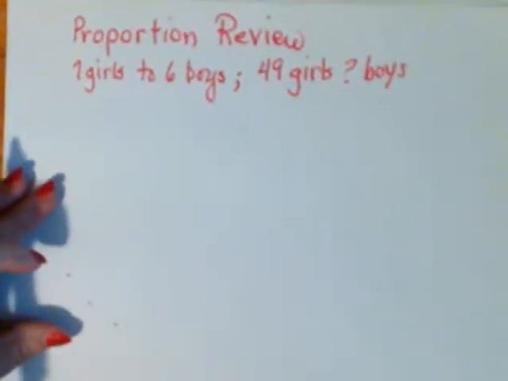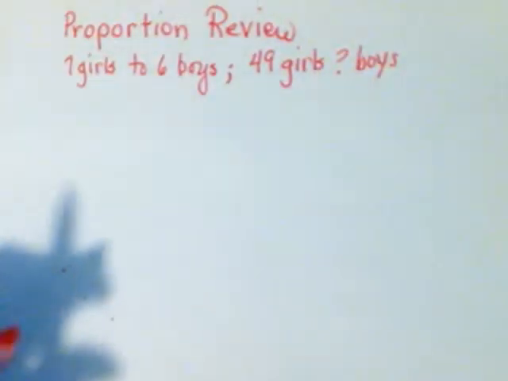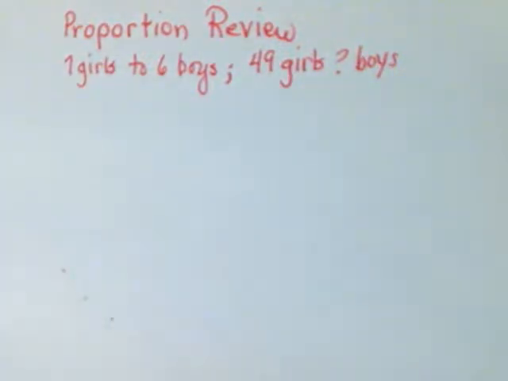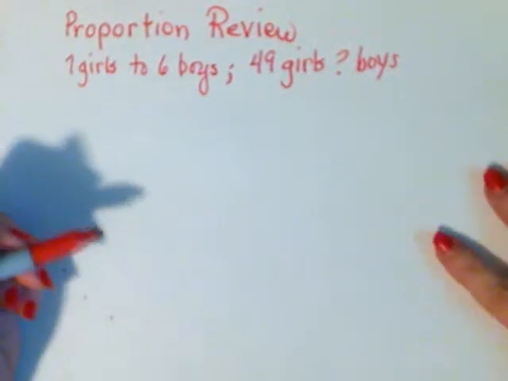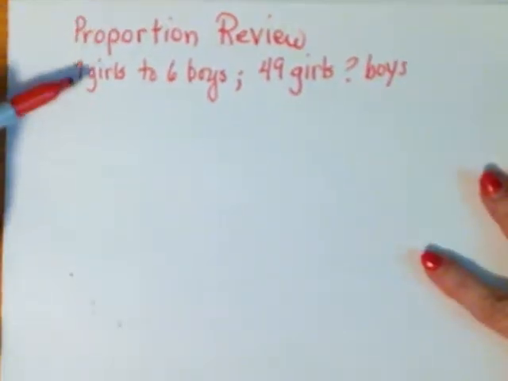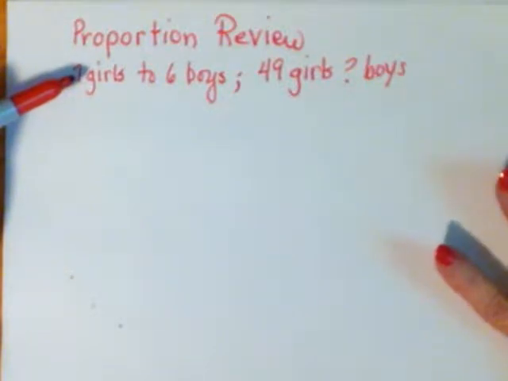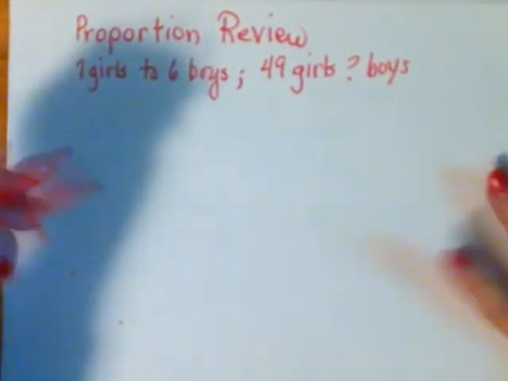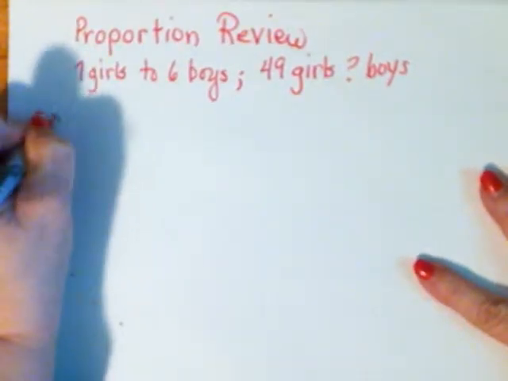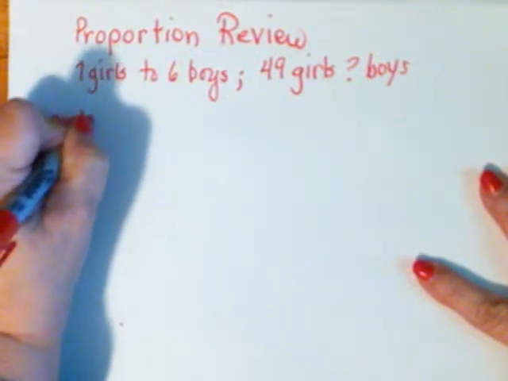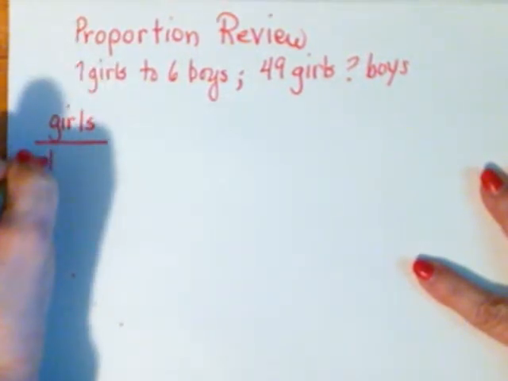Okay, in this video, we're going to talk just a little bit about scale factor, and in order to do that, we're going to start with a proportion review. Let's say that we know that the ratio of girls to boys in the class is 7 to 6. So I'm going to write down girls to boys.